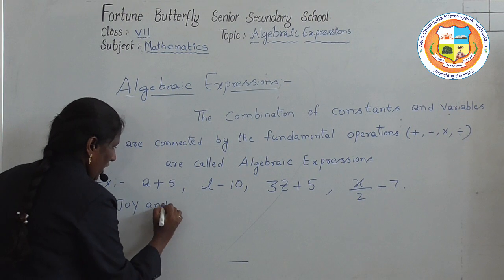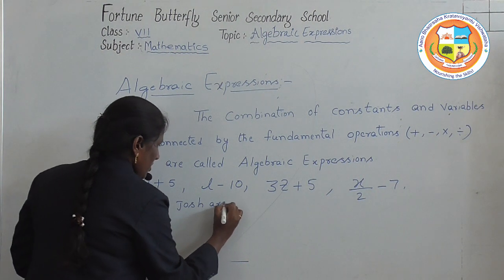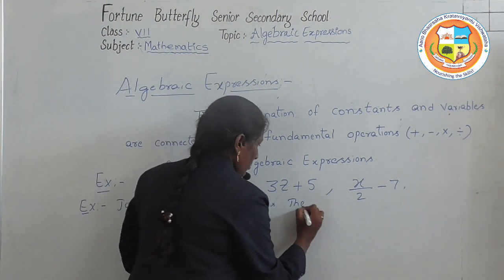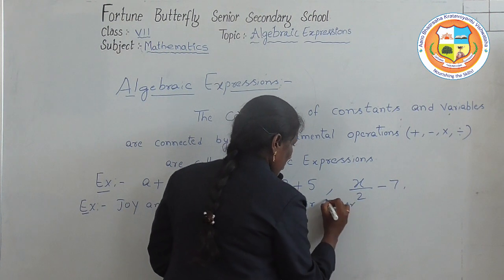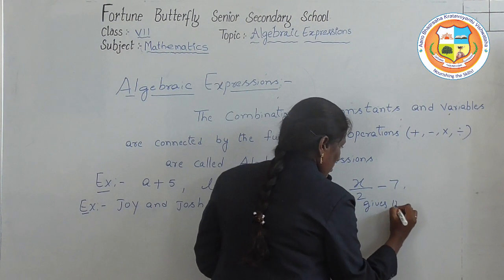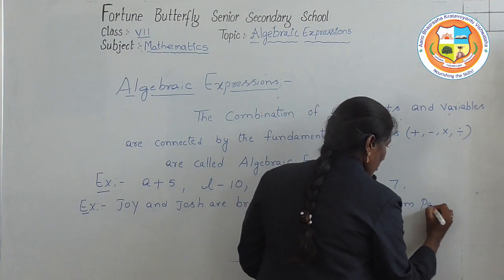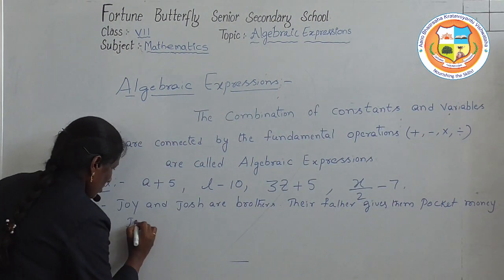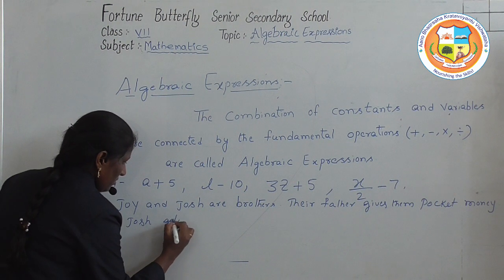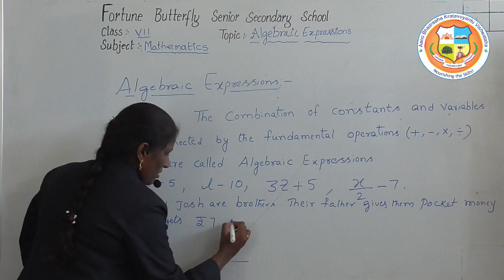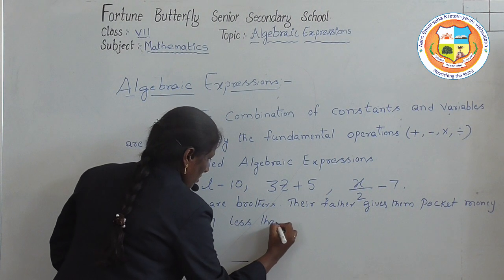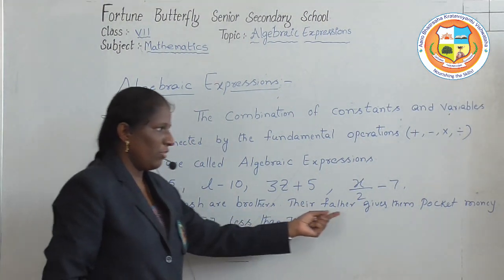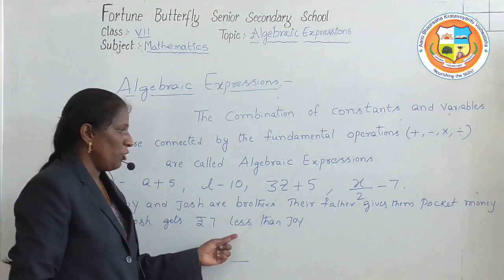Joy and Joshua are brothers. Their father gives them pocket money. Josh gets 7 rupees less than Joy. Okay, now see this example. Joy and Joshua are brothers, their father gives them pocket money. Josh gets 7 rupees less than Joy.